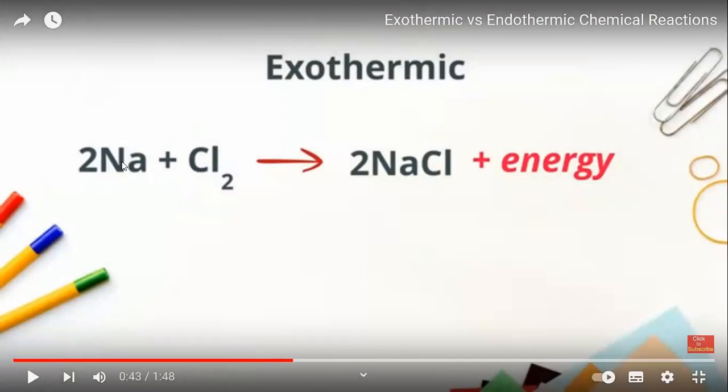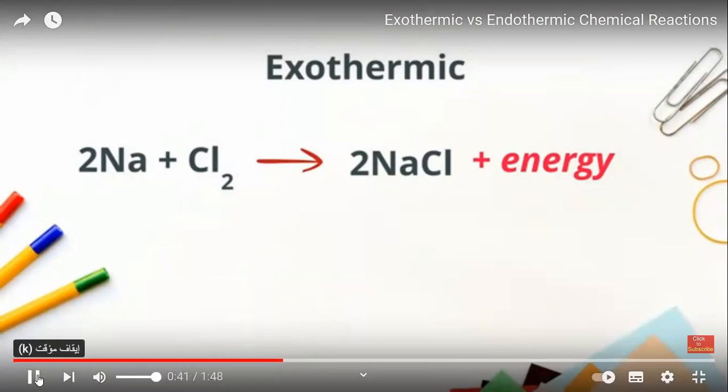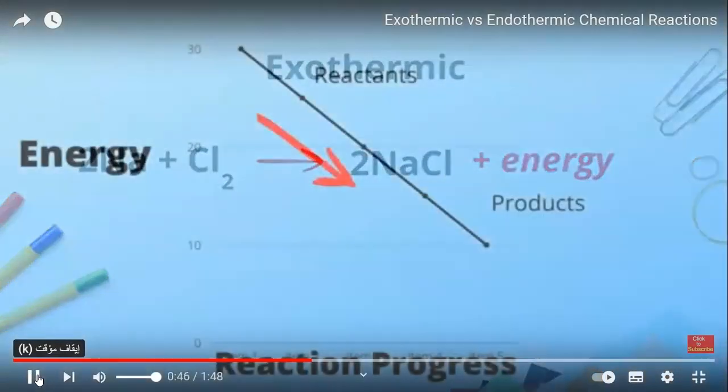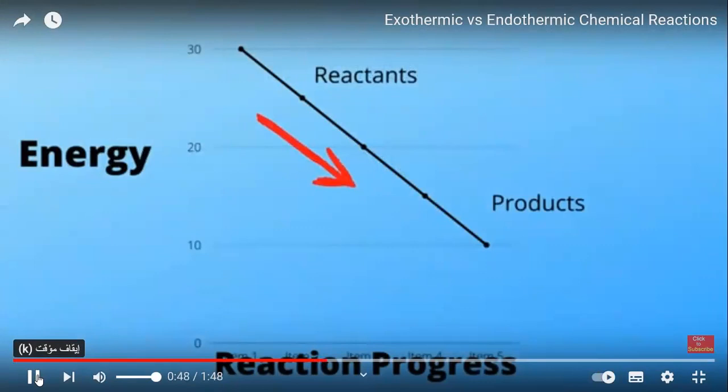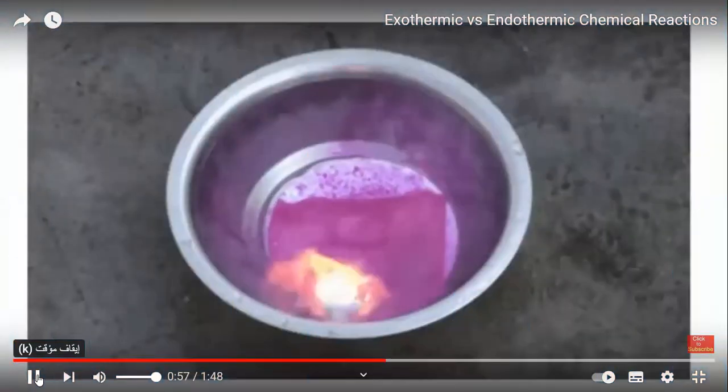You can see here, sodium plus chlorine to produce sodium chloride and energy. So it releases energy. Okay, so this is an exothermic reaction. Take a look. An exothermic reaction can also be thought of as a downhill reaction because the products have less energy than the reactants. As a result, energy is released.